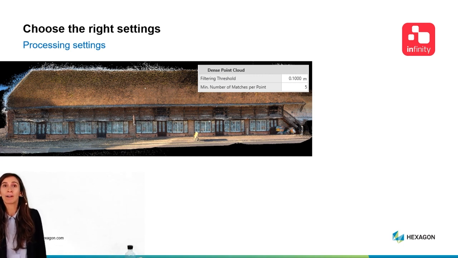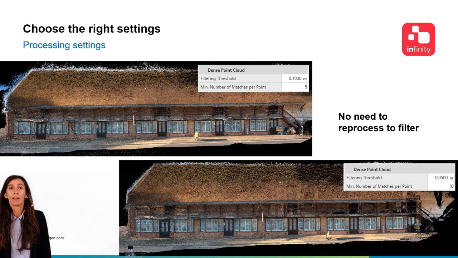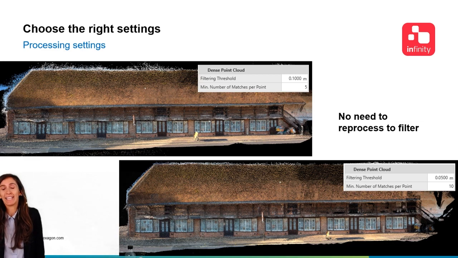See this image where 10 centimeters of filtering threshold and 5 images as minimum matches have been set. That's what you get just changing them to 5 centimeters and 10 images. See how the noise on the roof is gone? So it's a better result for sure. It's clear how these settings have quite an influence on the quality of your final result.